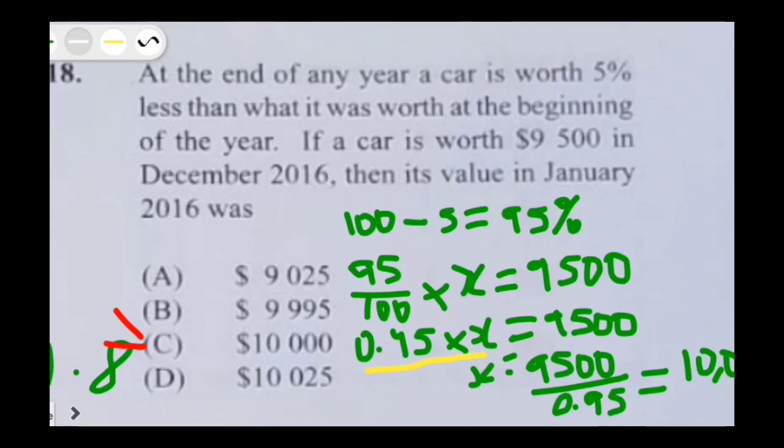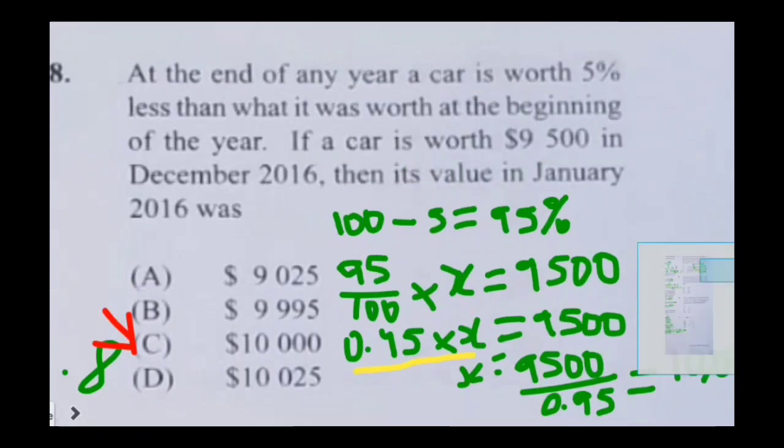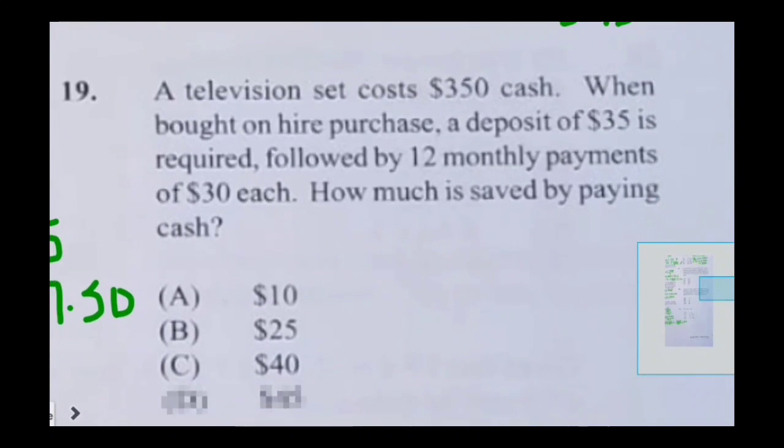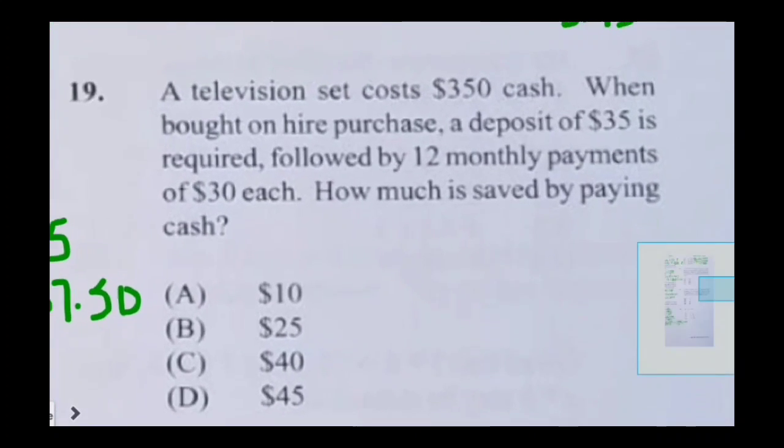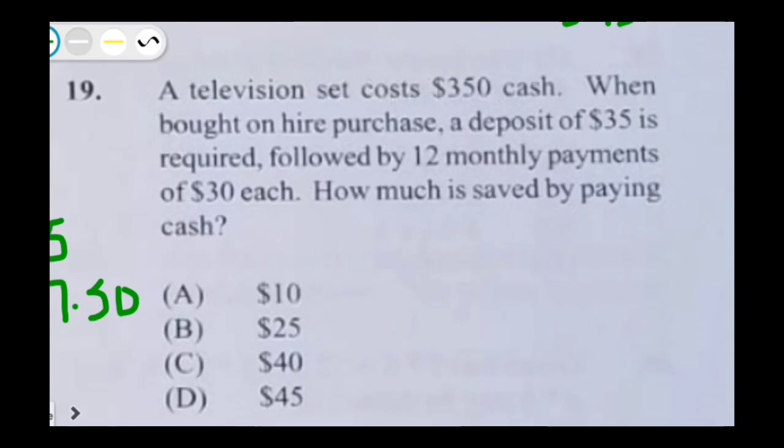Moving on to question number 19. And it says a television set costs $350 cash. When bought on hire purchase, a deposit of $35 is required, followed by 12 monthly payments of $30 each. How much is saved by paying cash? We already know how much the TV set costs, and we know how much deposit is paid for hire purchase, and that person is going to be paying back $30 in 12 months. So let's calculate how much they're going to be paying in hire purchase.